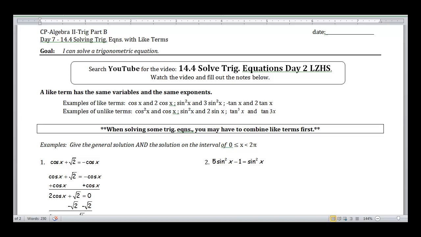In this video, you will continue learning how to solve a trigonometric equation. What we want to look at today are when you have to first combine like terms. So let's talk about what like terms are.